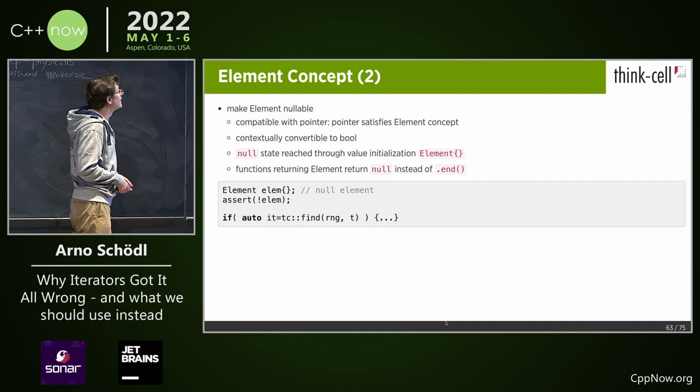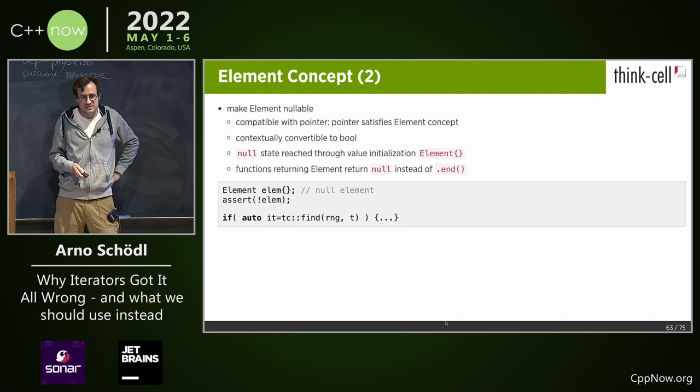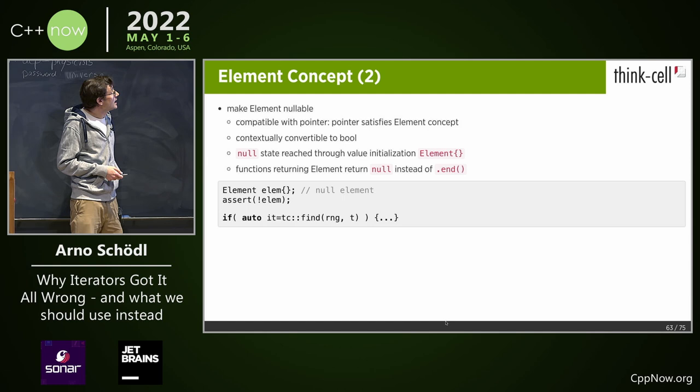And I would suggest at least making elements nullable. There is an argument you wanted to have borders be nullable as well, but it's not appearing nearly as often as nullable elements. And it's already compatible with pointers, right? So pointers are already nullable. So basically, a pointer is an element. We want that.